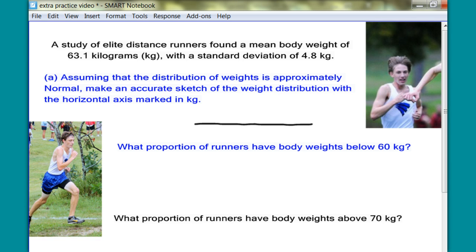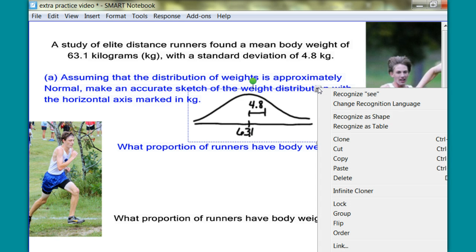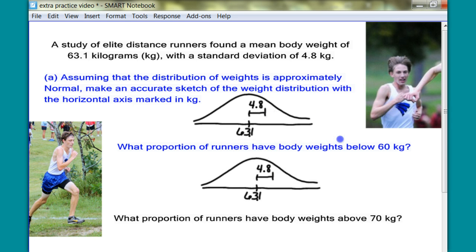And so we're just looking for something like this. We would make a normal curve. We would put 63.1 in the middle. We would indicate the spread at 4.8. Remember that spread goes about to where this changes slope a little bit, where it starts to flatten out. That's good enough for what we have to do here. I'm going to take that whole thing and make a copy of it, pull it down here.